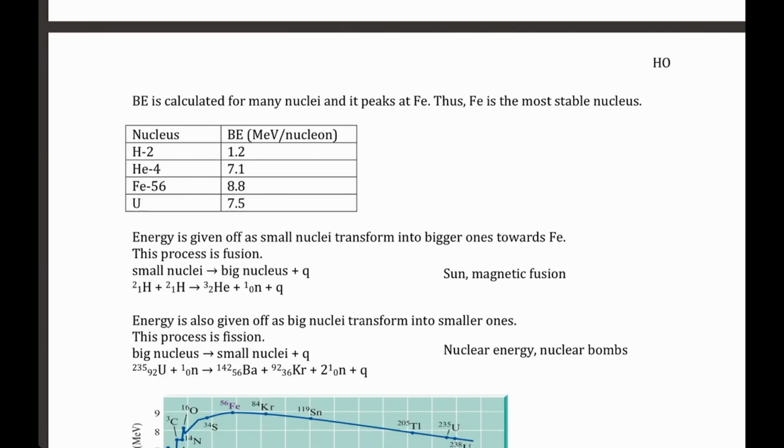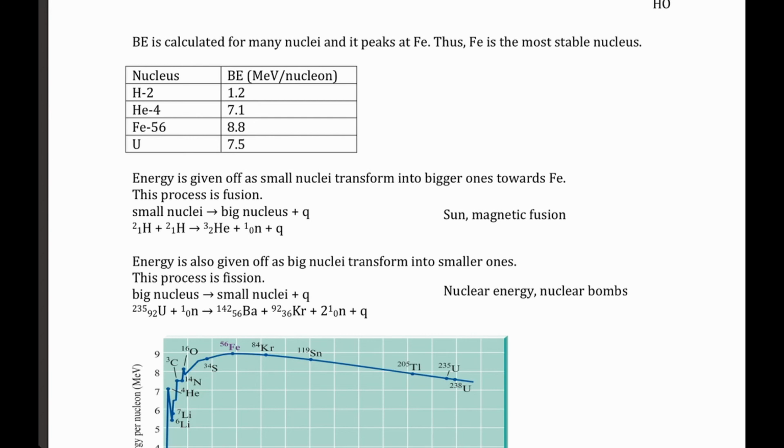So these binding energies are calculated for many nuclei, and values there are given, like if it's deuterium, so hydrogen 2, its binding energy to break down into a neutron and a proton is 1.2 MeVs per nucleon. We calculated it for the helium-4, 7.1. Iron 56 is 8.8. Uranium is 7.5.